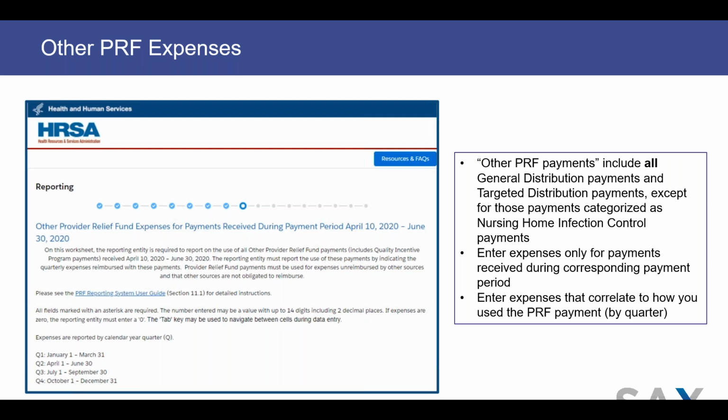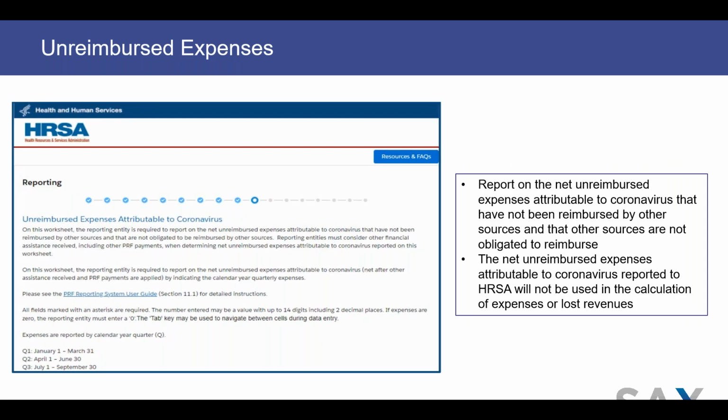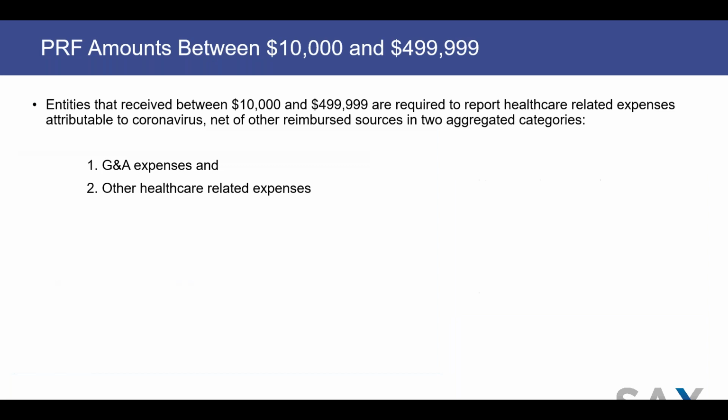Now keep in mind, nursing home infection control payments are going to be reported separate from other provider relief payment expenses. And then we have our unreimbursed expenses attributed to coronavirus. So as we go further along, you could go to the next screen. We had covered this numerous times, but now you're going to see it come to light in the portal.